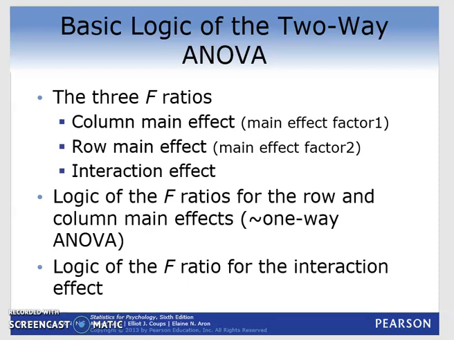Again, all of these Fs are going to follow those same ideas of between group variance over within group variance. So for our main effects, our rows and our columns, it's going to be analogous to our one-way ANOVA. And then the logic of the interaction is now going to look at those unique conditions across all of our factors, or both of our factors.